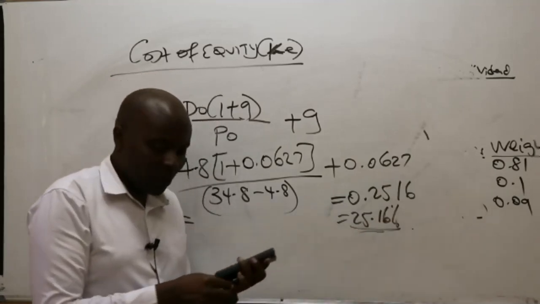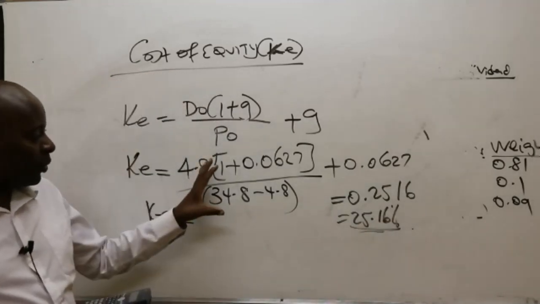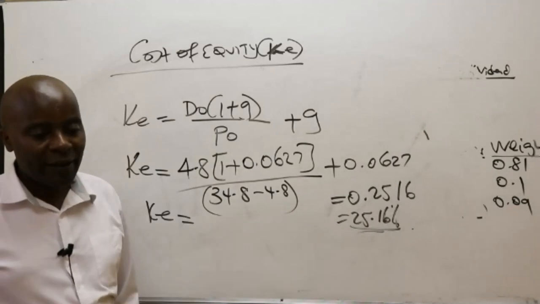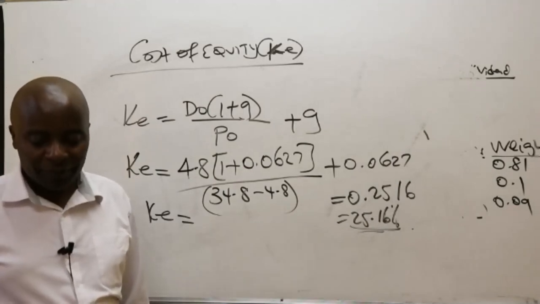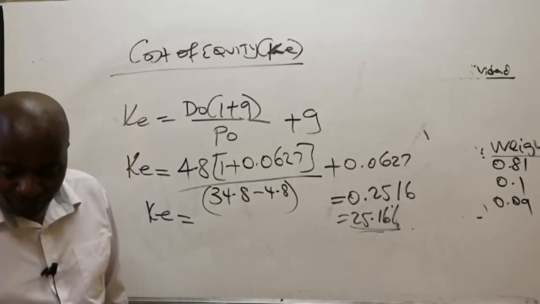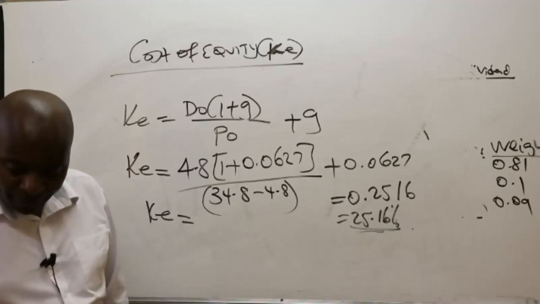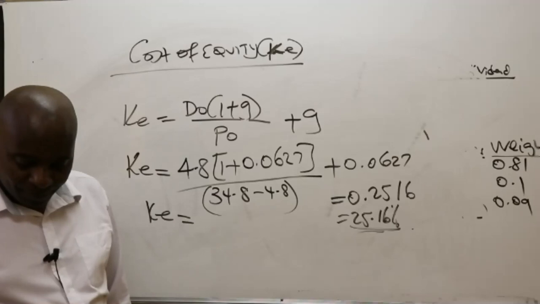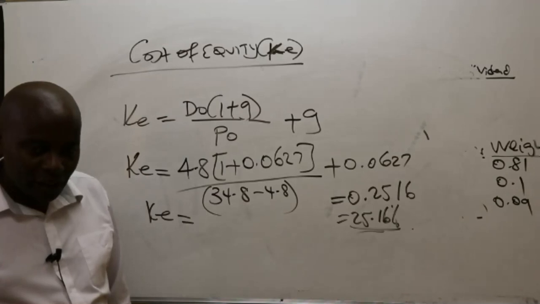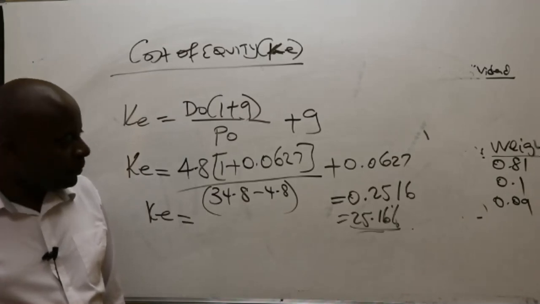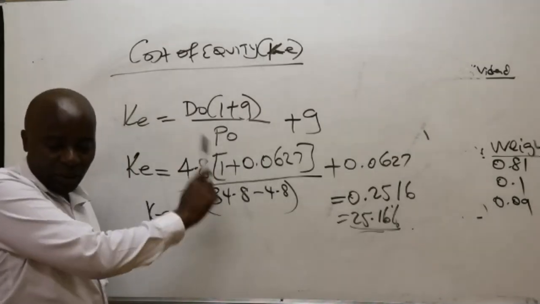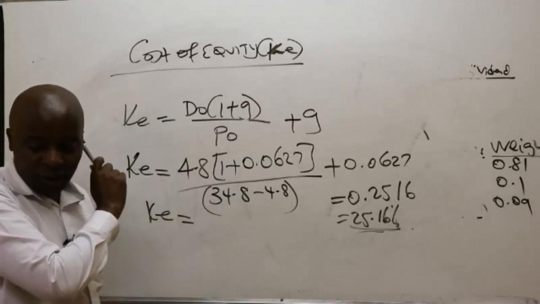My answer is more accurate than yours, simply because I've fed everything in the calculator. Is there somebody who got this 25.16%? Or were all of us getting 25.3? They're getting 23. Oh, then is my figure wrong? Is this growth rate correct? 0.0627. Is the growth rate correct?